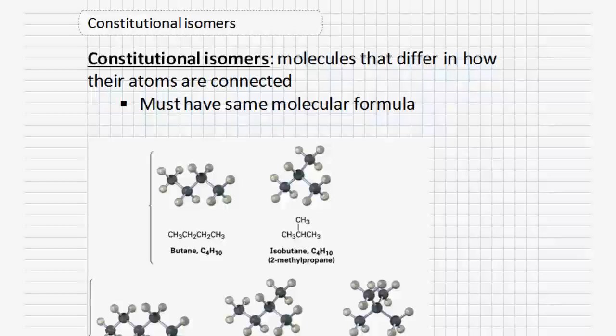So let's talk a bit about what constitutional isomers are. They're just molecules that differ in how their atoms are connected, but they have to have the same molecular formula, and that just means they have all the same atoms, but connected in a different order. If you're making a model kit, you'd have to unplug an atom from one place and plug it in somewhere to a different atom in order to get a constitutional isomer. Then you'd have a molecule that's fundamentally different from the one you started with.